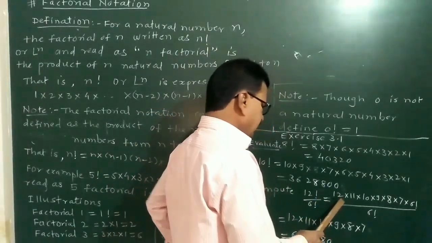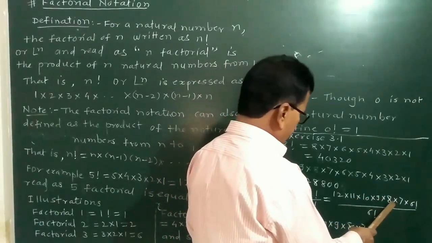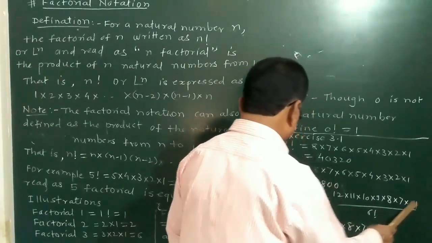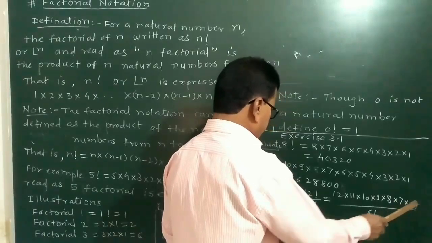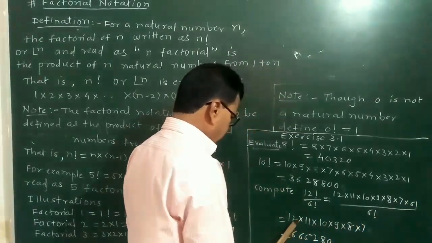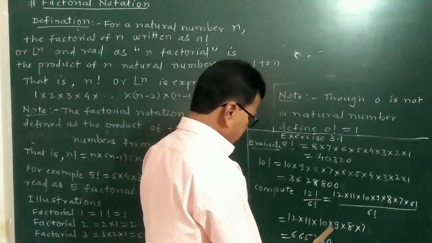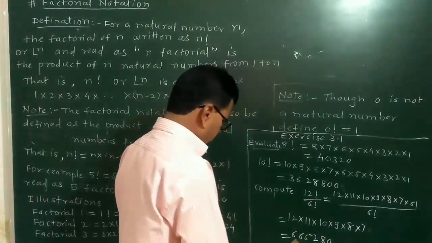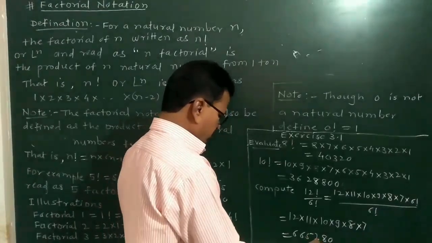Compute 15 factorial upon 6 factorial. 15 factorial is written as 15 into 14 into 13 into 12 into 11 into 10 into 9 into 8 into 7 into 6 factorial, upon 6 factorial. 6 factorial upon 6 factorial cancel. Therefore, it is equal to 15 into 14 into 13 into 12 into 11 into 10 into 9 into 8 into 7, which is equal to 6,65,280.